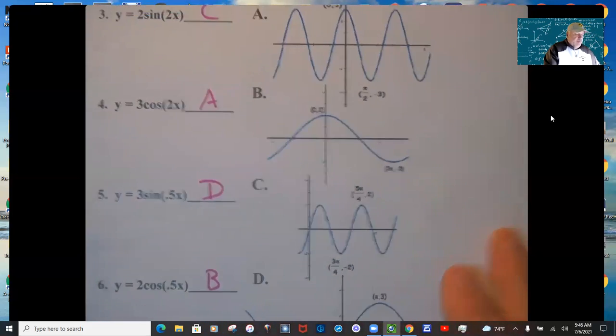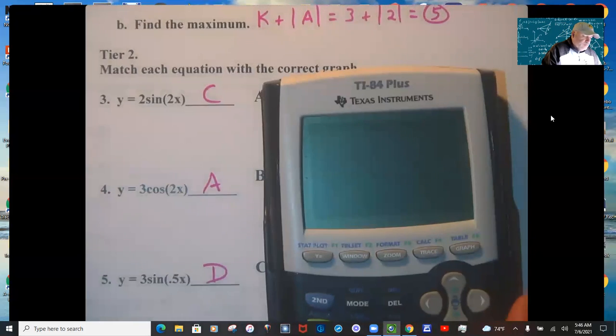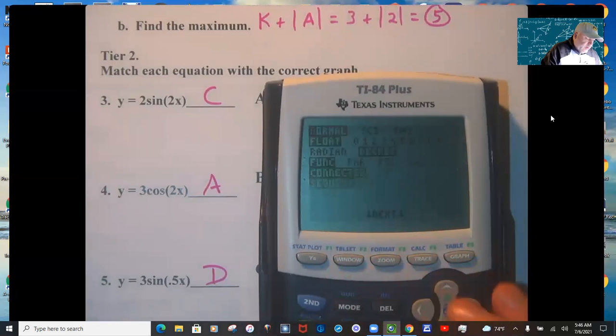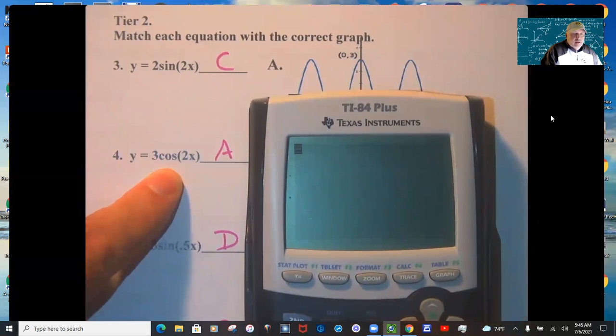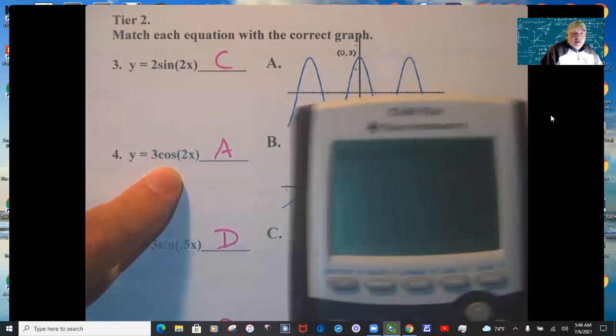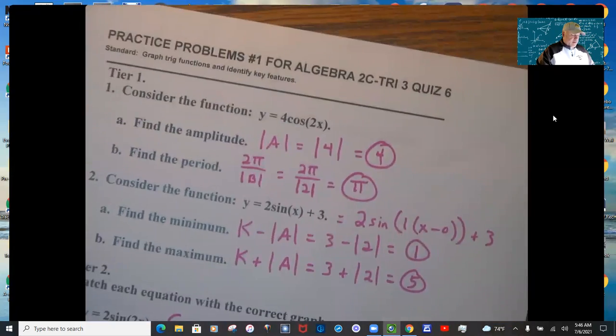So you can always discern what coordinate is at x equals 0 by just making sure you're in radians mode on your calculator. Let's say I wanted to figure out number 4 here, I do 3 cosine of 2 times 0. So that point would be 0, 3. That's another thing you can look at, the initial coordinate. And we'll use that idea later on the last problem.